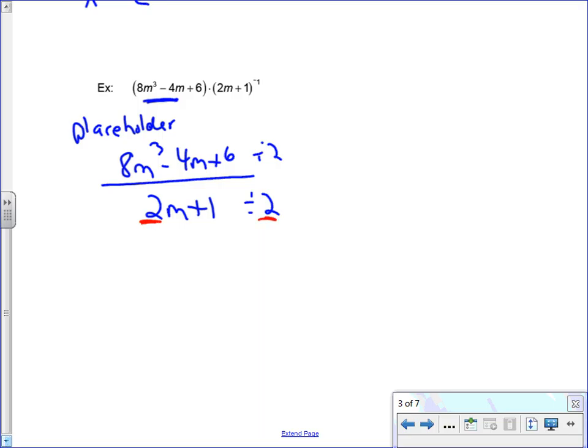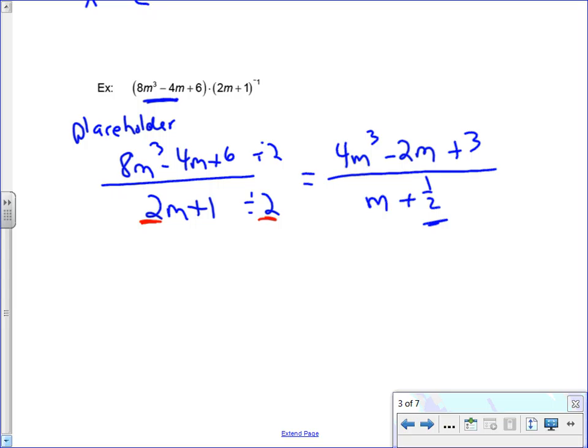You have to divide the top and the bottom, and you have to divide every term. So 8m cubed divided by 2 is 4m cubed. 4m divided by 2 is 2m, and 6 divided by 2 is 3. See, that one didn't even have any fractions in it. In the bottom, you have to divide both pieces. 2m divided by 2 is m, and 1 divided by 2 is 1/2. In these problems, you're always going to get a fraction here, and sometimes you will get them here as well. So we're going to work with this problem, okay?